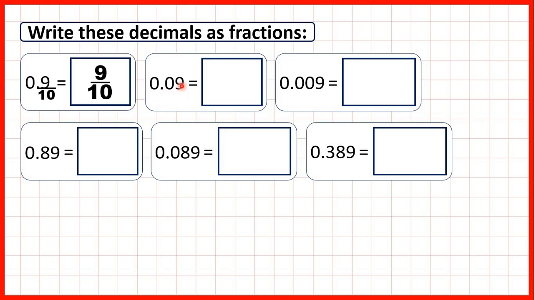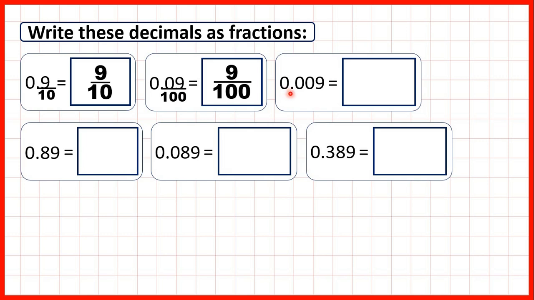Now we have 0.09. So this time the 9 is the second digit after the decimal point, and all of our other digits are zeros. Because we have two digits after the decimal point, and the second digit is always the hundredths digit, we draw a line across from the decimal point, and this time we write a denominator of 100, so 2 zeros. So our answer is 9/100, because our 9 is in the hundredths place.